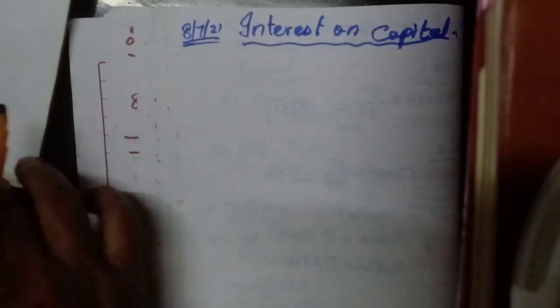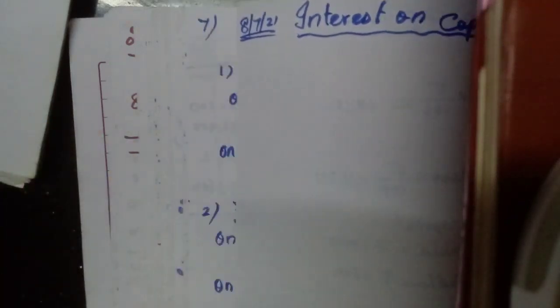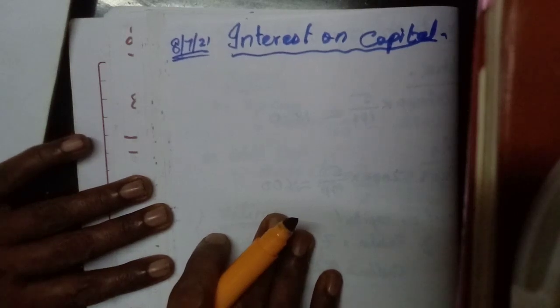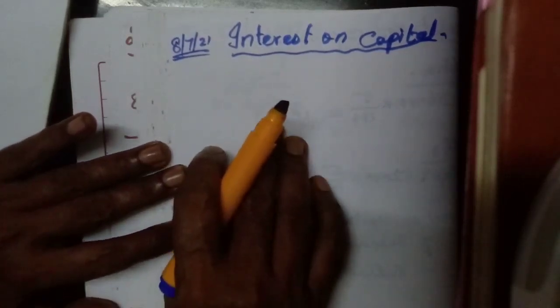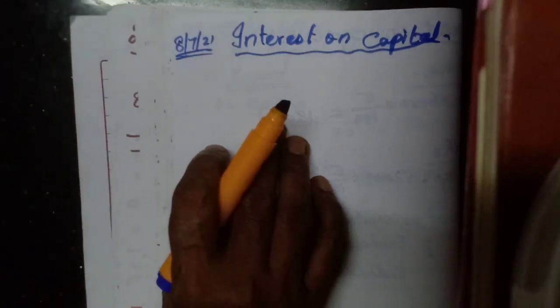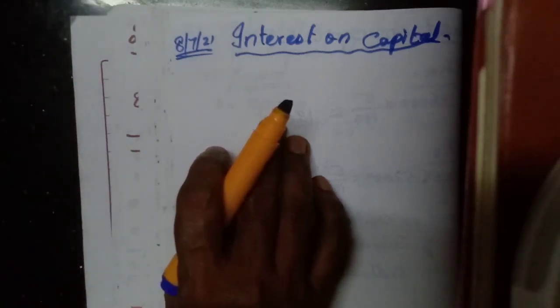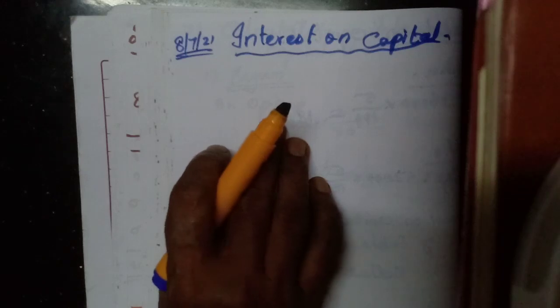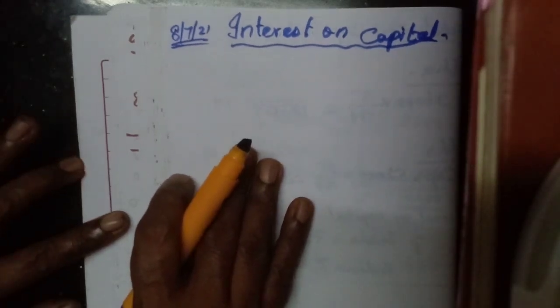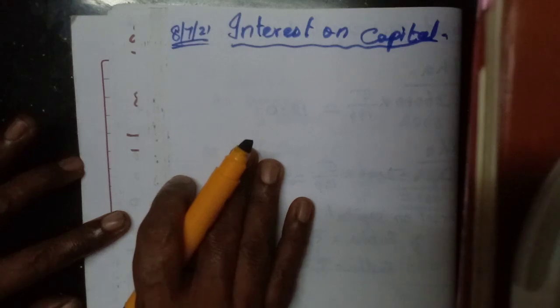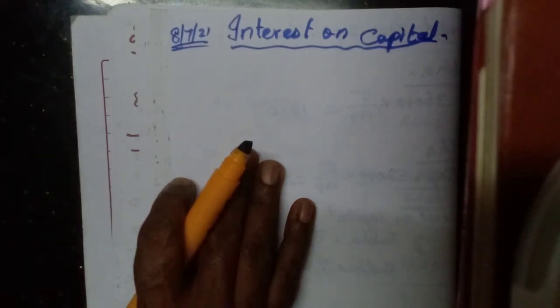Okay, shall we learn accountancy? We are learning about the interest on capital, isn't it? Here we have two more types of problems. Illustrations 9 and 10 we will see. I will show you 9 and 10, then I will do and show the 9 and 10 illustrations and the exercise.